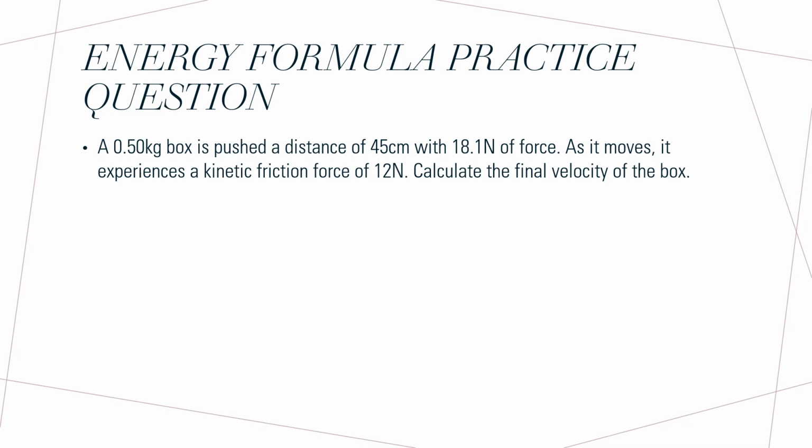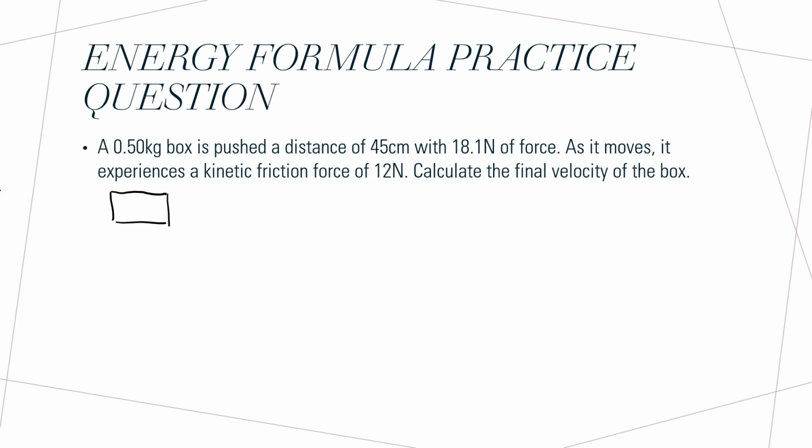So in this question, we're being told that we have a 0.5 kilo box being pushed a distance of 45 centimeters with 18.1 newtons of force. However, as it moves, it experiences a kinetic friction force of 12 newtons. What we need to do is calculate the final velocity of the box. What we're going to do first is record any relevant data that we have. So to begin with, I'm just going to draw a diagram and include anything that can be shown there.